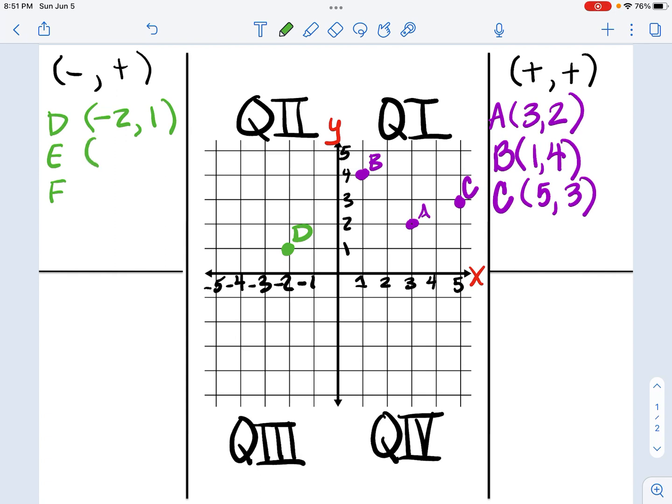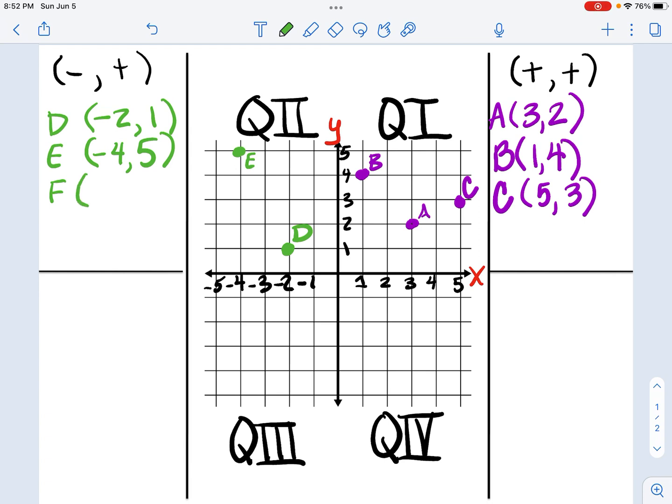Let's see, what have we not used? Let's do -4 and 5. So we'll go over to the left, 1, 2, 3, 4, and up 5, and you should have a point right here that you call E.